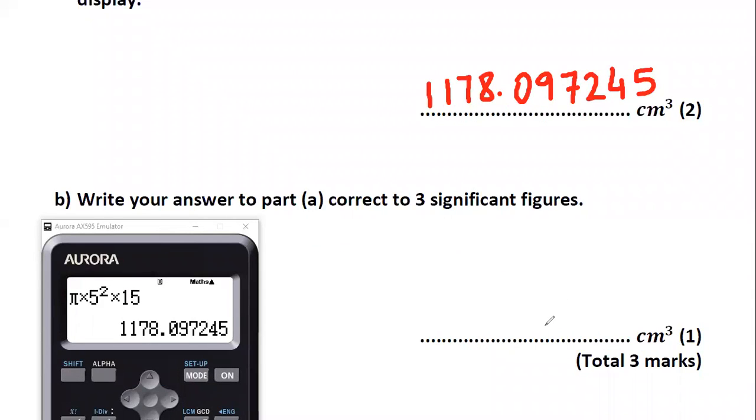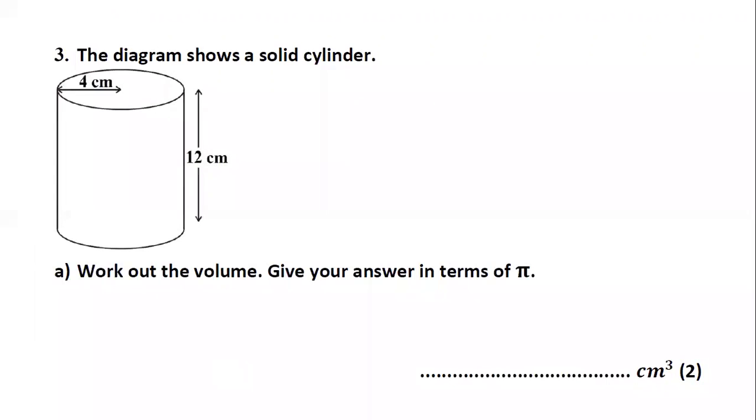Moving to part B of the question, it says, write your answer to part A, correct to 3 significant figures. Right, to round this number to 3 significant figures, I need to look at the third most important digit in this number, which is 7. And what's the place value of this digit? It's tens. So I need to round this number to the nearest 10. And if I round this number to the nearest 10, I get 1,180 centimeter cubed.